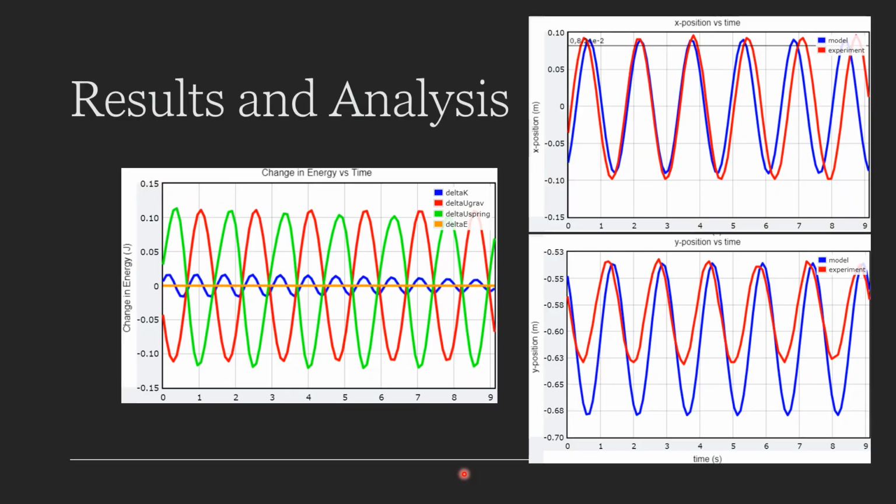After running the code, we get these three graphs. The first is our change in energy graph, which shows the constant value of total energy, while all of its components are oscillating between positive and negative values. On the right, the top picture shows the x position comparison between our model in blue and the experiment in red, and on the bottom we see the y position comparison.